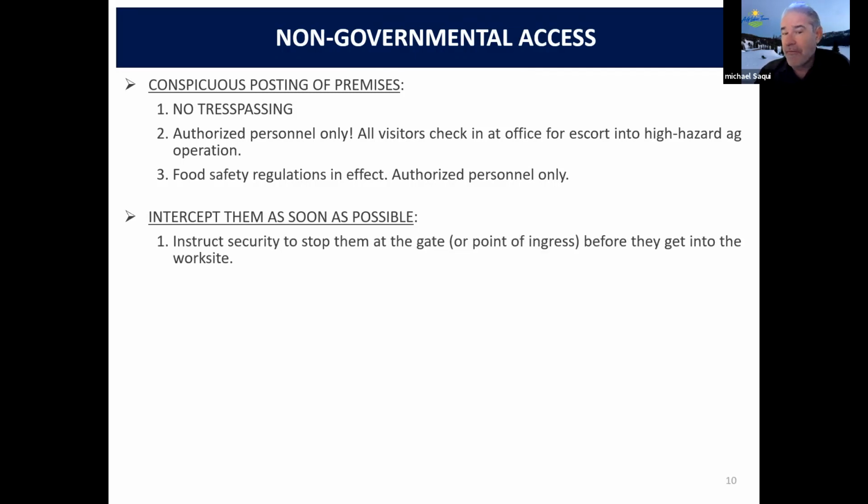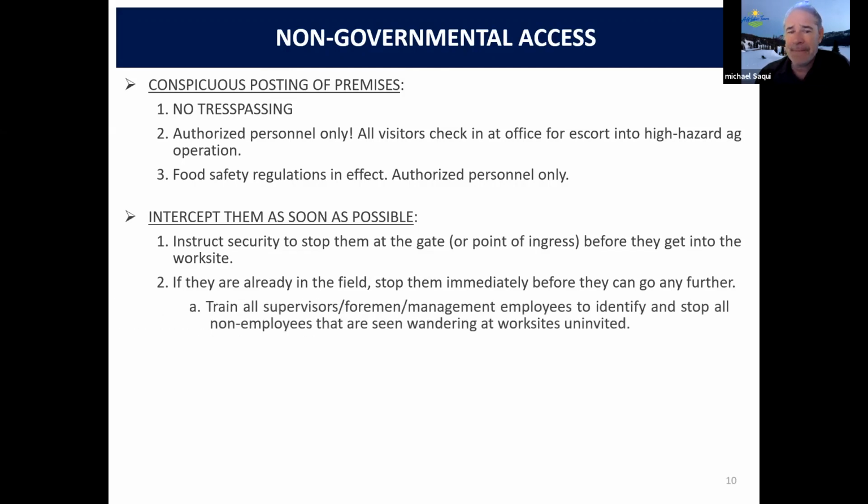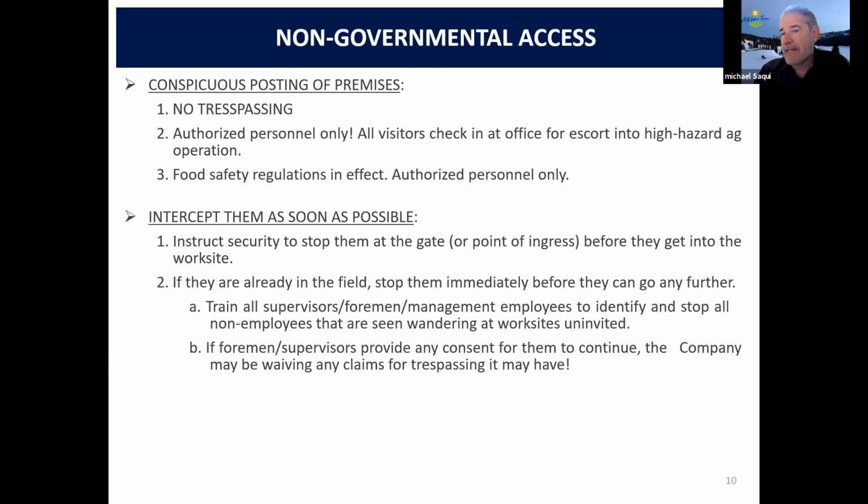Instruct security or supervisors at the point of ingress to stop them before they get into the work site. If they're already in the field, stop them immediately before they can go any further. There shouldn't be any moving vehicles that we can't account for in a high hazard area. Train all supervisors, foremen, and management employees to identify and stop all non-employees that are seen wandering the work sites. This happens in secondary operations as well, whether it's a packing house or a processing facility. You have to check in, you have to get a badge, you have to be scanned. We're going to take your temperature and we're going to give you an escort. You're not going to walk around a facility la-di-da like unescorted.